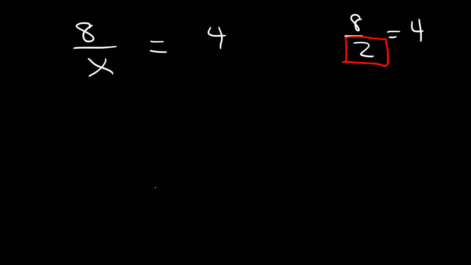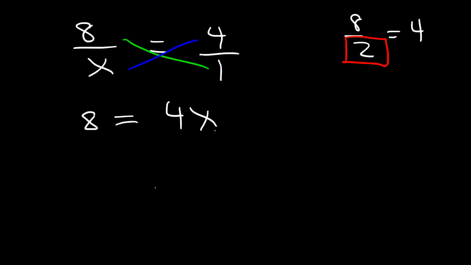But now how can we show work for this example? Well, here's a quick and simple technique. 4 is the same as 4 divided by 1. Whenever you have two fractions separated by an equal sign, you can cross multiply. 8 times 1 is 8. Don't forget to write the equal sign, and then we can multiply the other two. x times 4 is simply 4x.